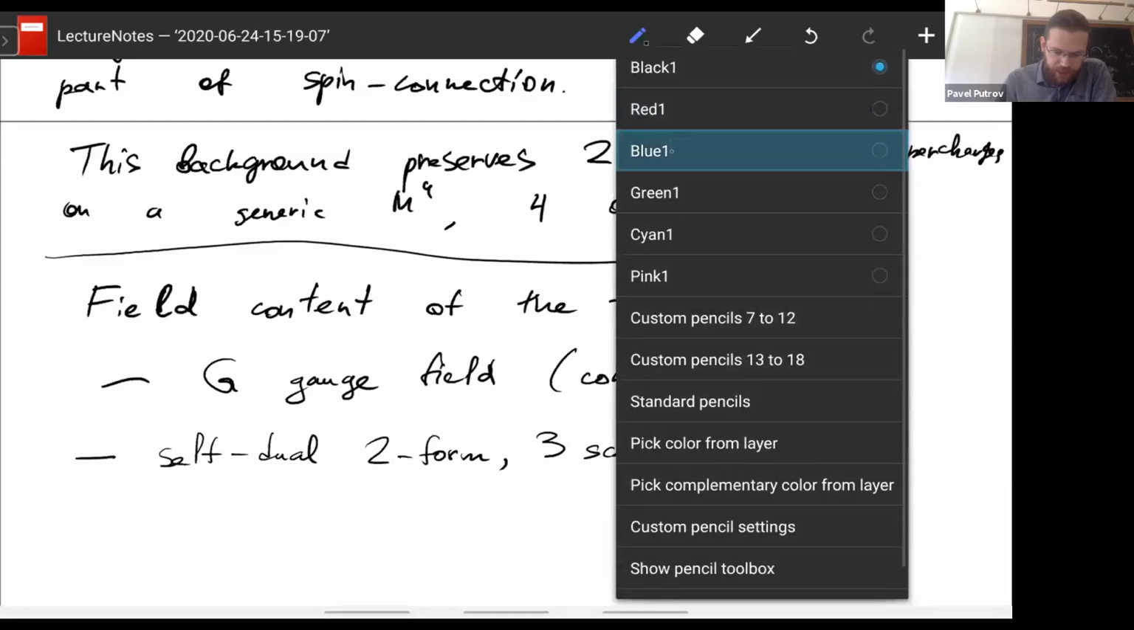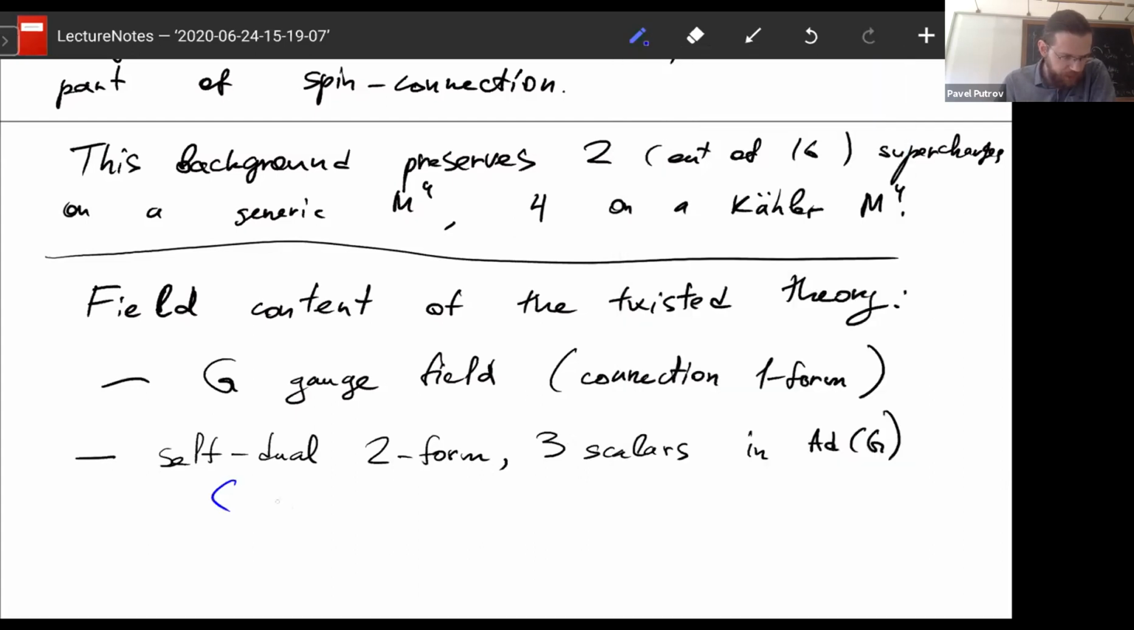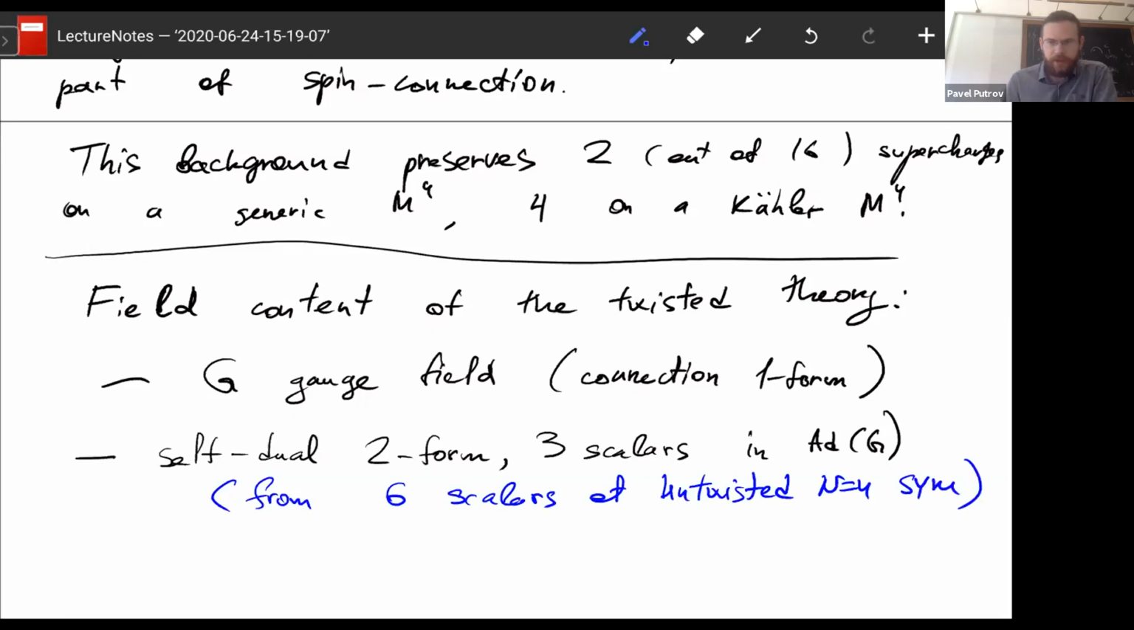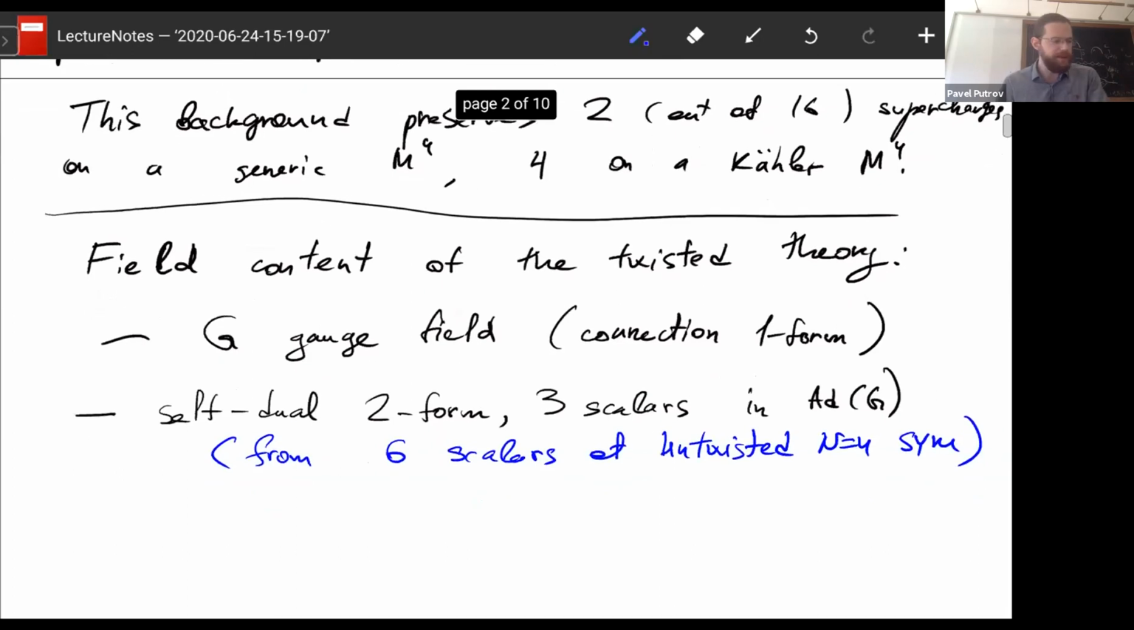And these fields originate from 6 scalars of the untwisted N=4 super Yang-Mills. So of the 6 scalars, three of them are still scalars, but the other 3 are affected by twisting and become a self-dual 2-form, which has exactly 3 independent components.